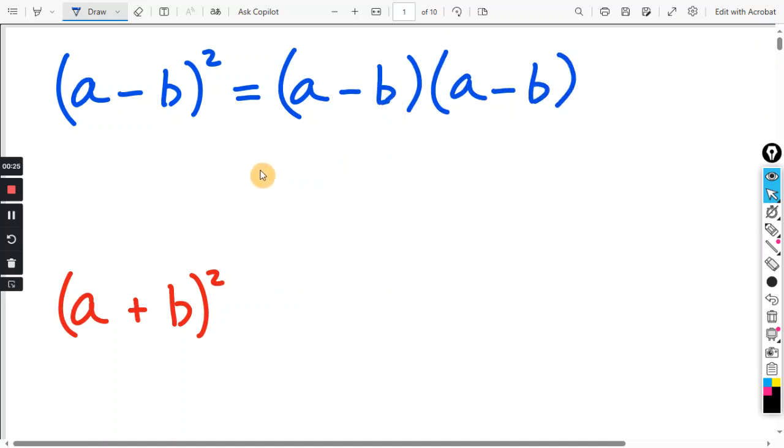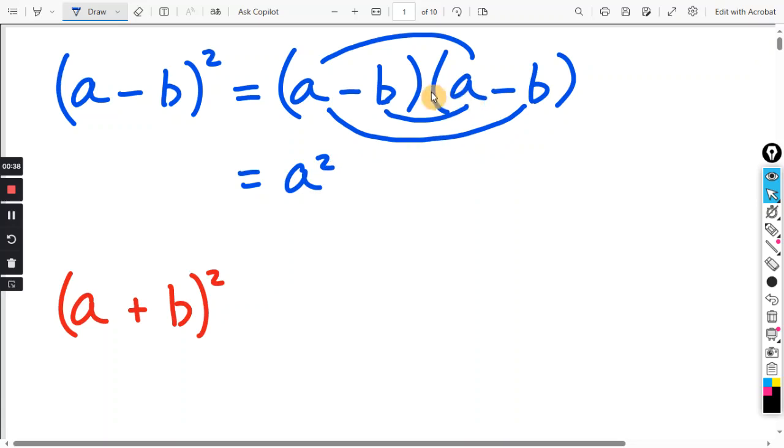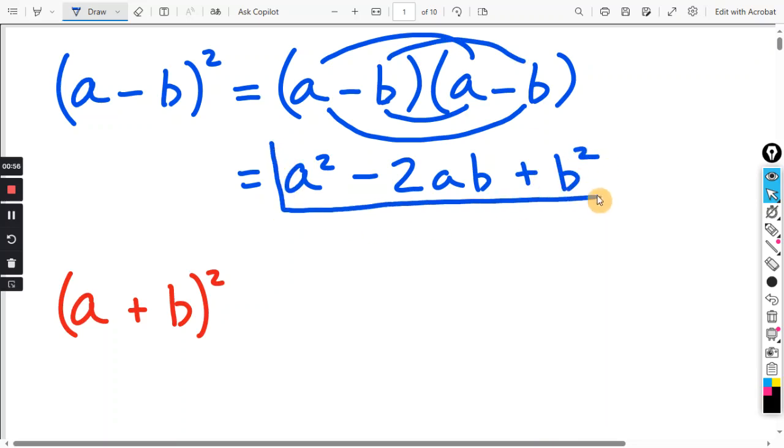All right, and if we use FOIL, the first term is going to be a times a, or a squared. The inner term is negative ba. The outer term is negative ba. So negative ba plus negative ba is negative 2ba, or you could say negative 2ab if you want alphabetical order. And the last term, negative b times negative b, is plus b squared. All right, so if you do a minus b quantity squared, that's what you get.